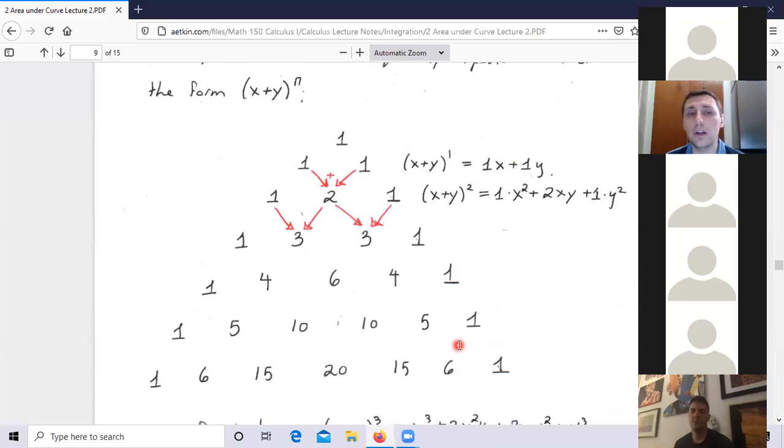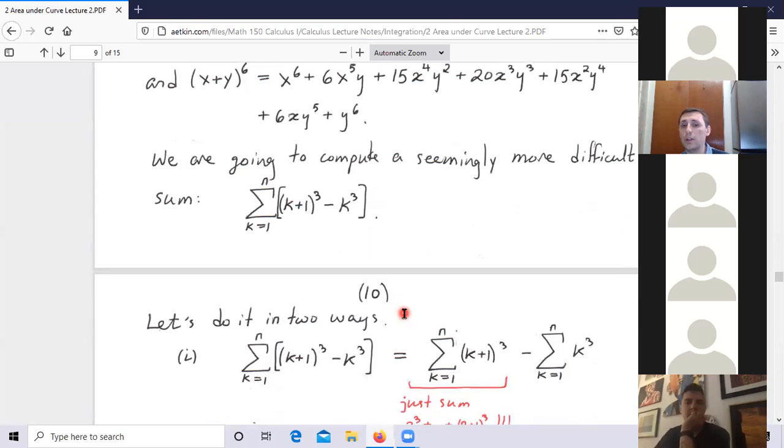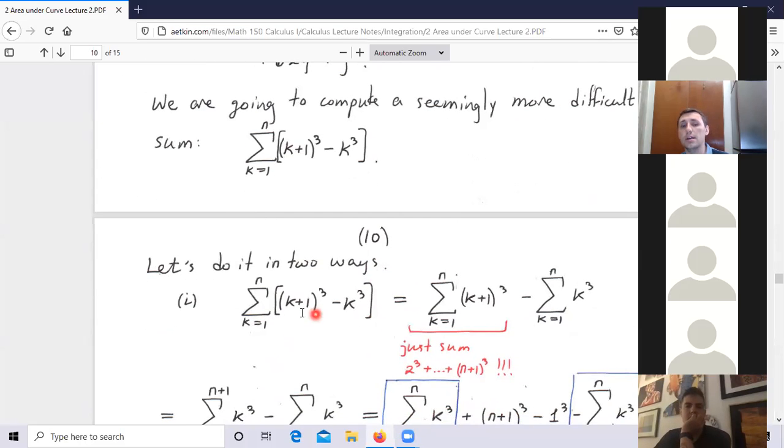So instead of going through the sum of k squared directly, I'm going to figure out the summation of k plus 1 cubed minus k cubed. I'm actually going to a higher power. And we're going to do it in 2 ways. One way is to just calculate what happens if I reduce those sums. So first of all, what am I truly adding? I'm adding the cubes, where one moves up by 1 unit.